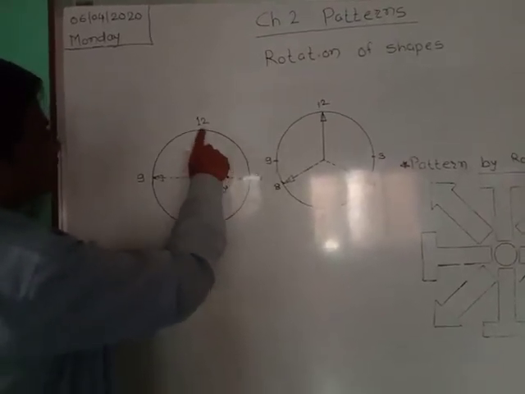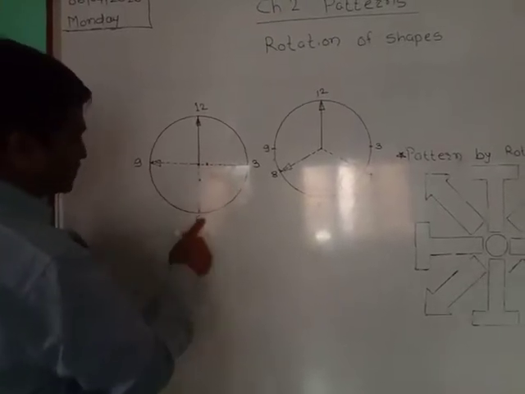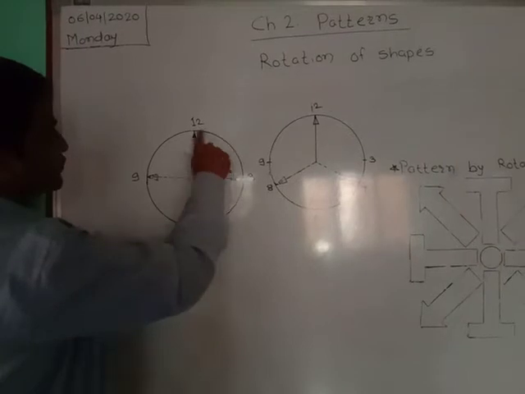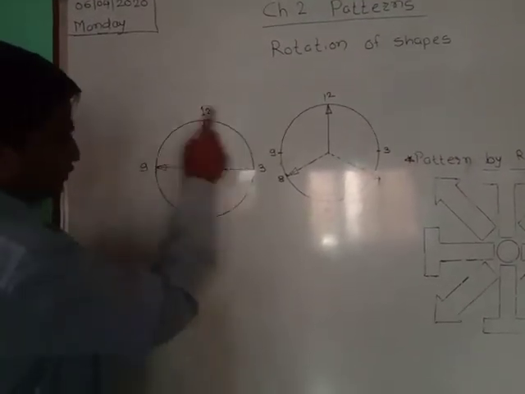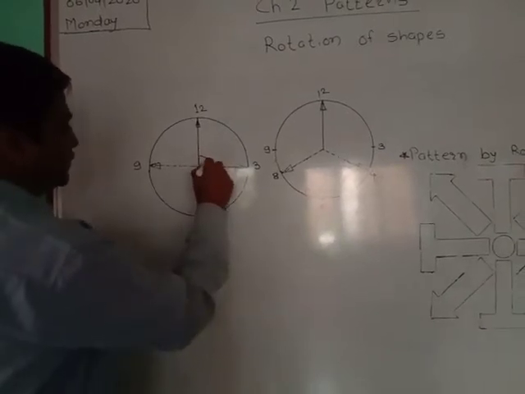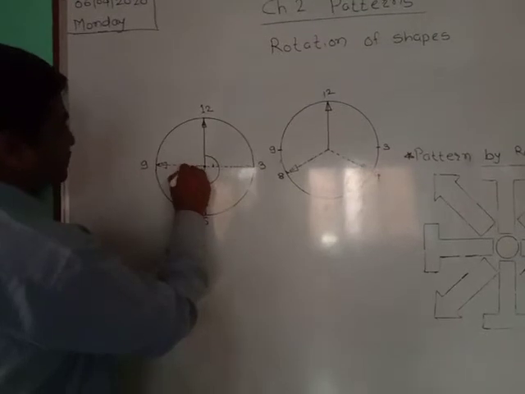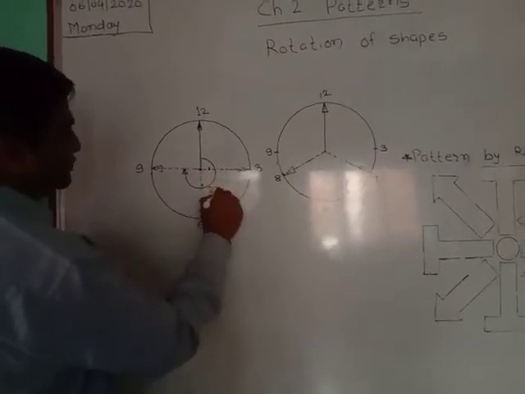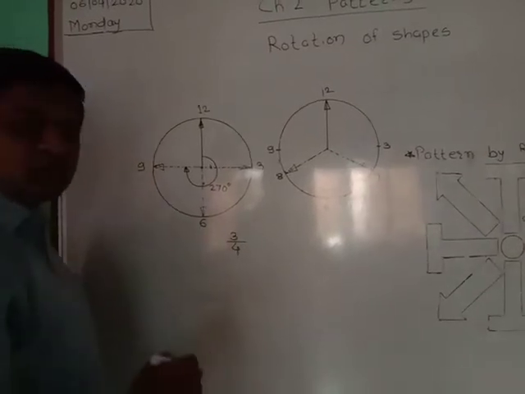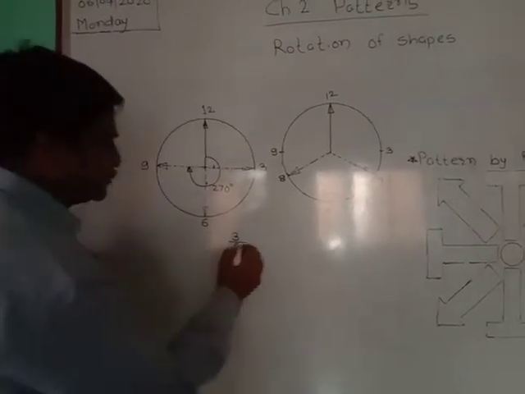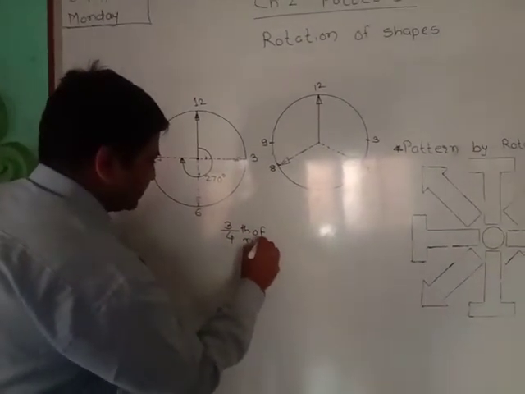Then we will go for the rotation of the hand from 12 to 3, 3 to 6 again, and 6 to 9, meaning it goes from 12 to 9 via 3 and 6, a clockwise rotation. This rotation will be 90 plus 90 plus 90, that is 270 degrees, and this is known as 3/4 of a turn or a 270-degree rotation.